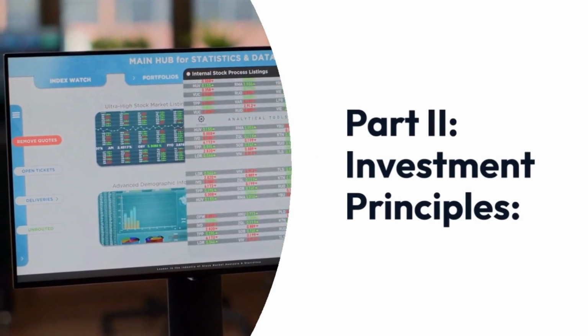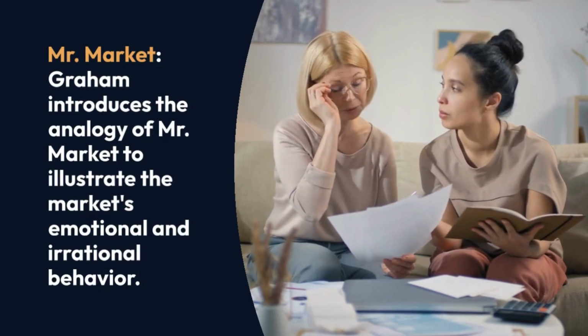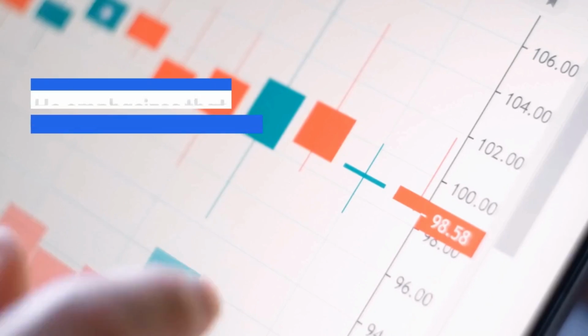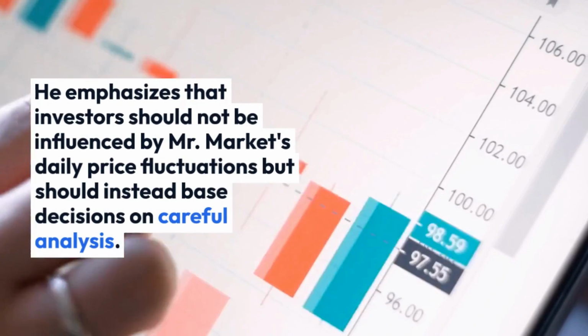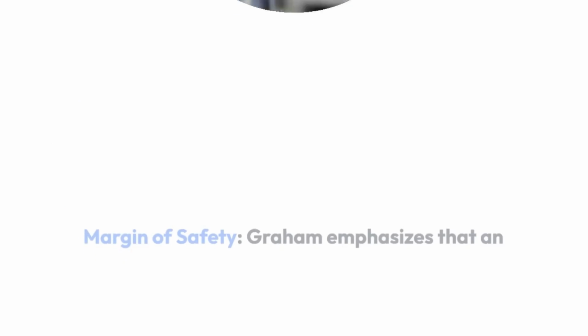Part 2: Investment Principles. Mr. Market. Graham introduces the analogy of Mr. Market to illustrate the market's emotional and irrational behavior. He emphasizes that investors should not be influenced by Mr. Market's daily price fluctuations but should instead base decisions on careful analysis.